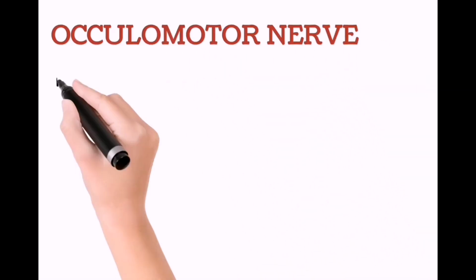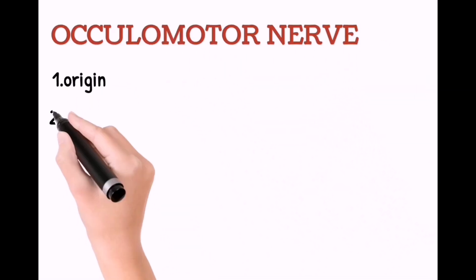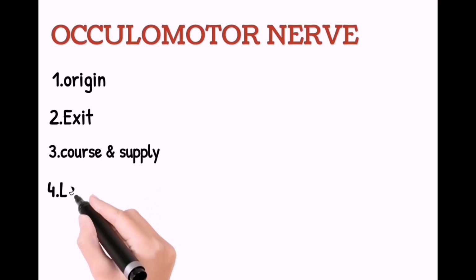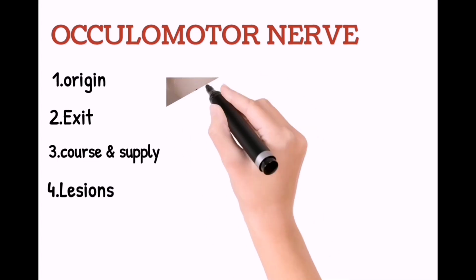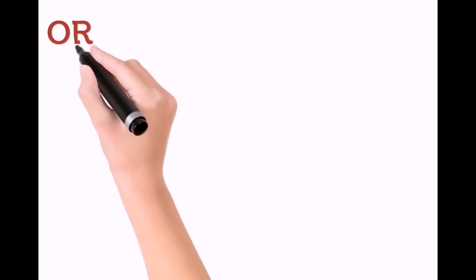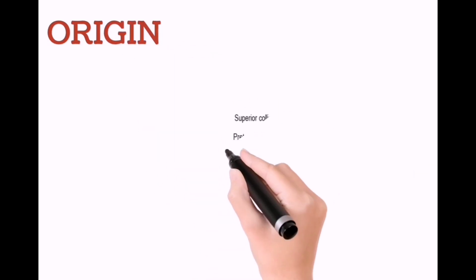In this video, we're going to talk about the oculomotor nerve, which is also known as cranial nerve number 3. We'll talk about the origin, exit, course, and supply, and finally, we'll talk about the lesions related to cranial nerve number 3. Let's talk about the origin. What do you know about the origin?